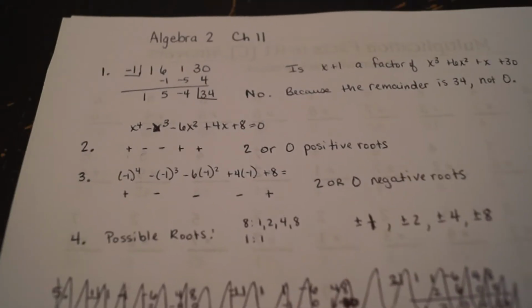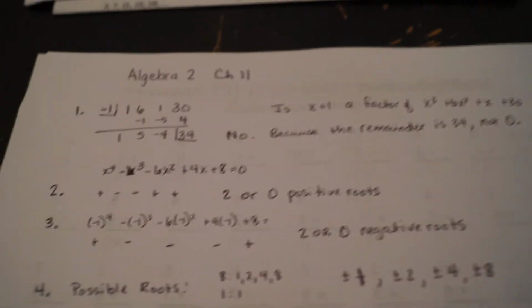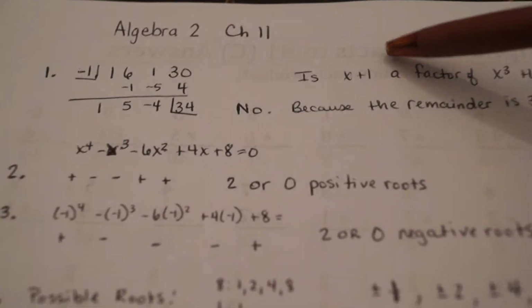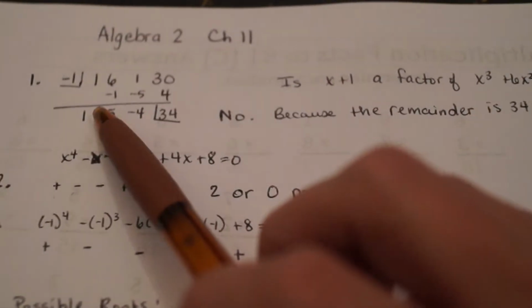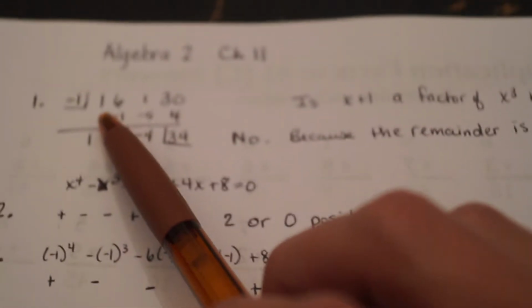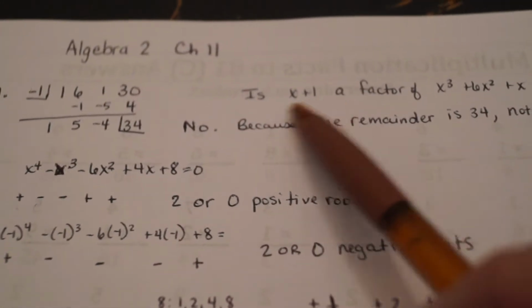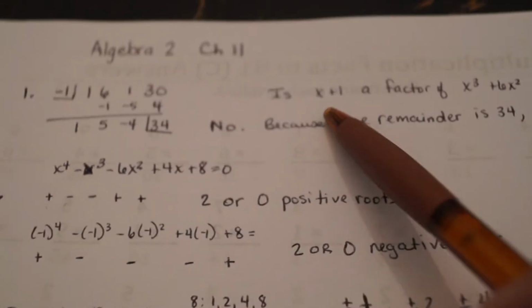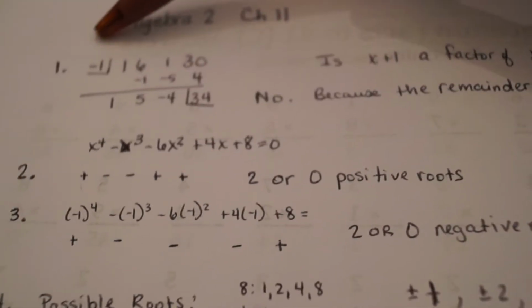Algebra 2, here's chapter 11, which I know we have talked about some, but it won't hurt to talk about it some more. I started here with the question, is x plus 1 a factor of this polynomial? I checked it with synthetic division. So remember, I put the coefficients of each one, 1, 6, 1, and 30. And then the negative 1 comes from, is x plus 1 a factor? Remember that minus is always part of the problem, so this becomes a minus 1.